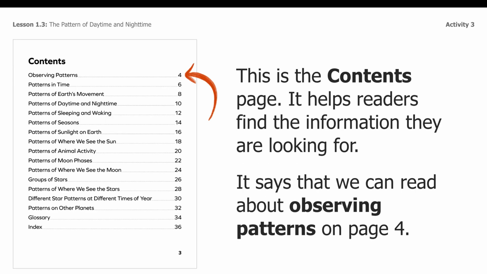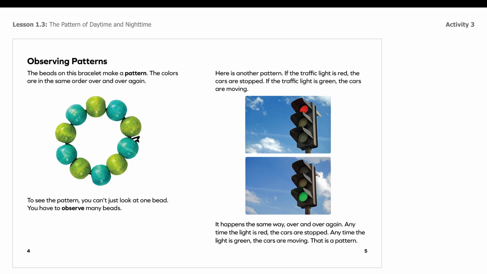So, here's the table of contents, also called the contents. That helps you find what you need. So, it says that we can read about observing patterns on page 4. So, I'm going to read. The beads on this bracelet make a pattern. The colors are in the same order over and over again. To see the pattern, you can't just look at one bead, you have to observe many beads.